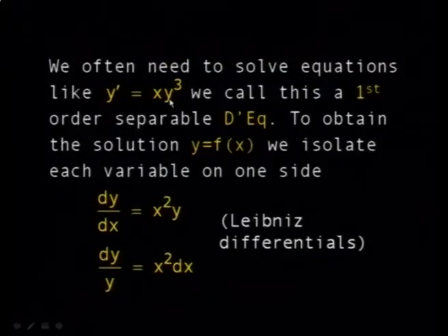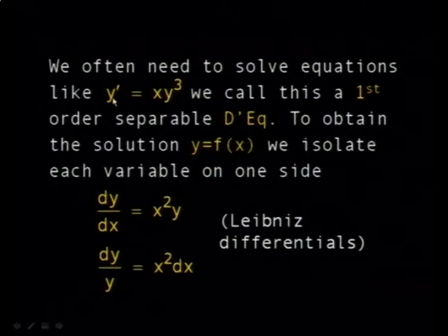So for example, this is a differential equation. y dash is equal to xy cubed. In other words, you have dy by dx is equal to xy cubed. So what you do, you can isolate the variables. For example, here, look at this one. This is called a separable differential equation.